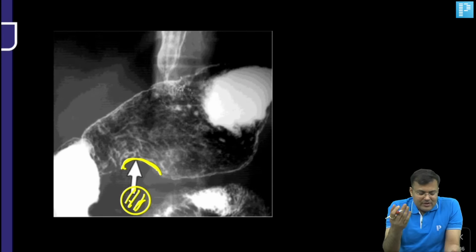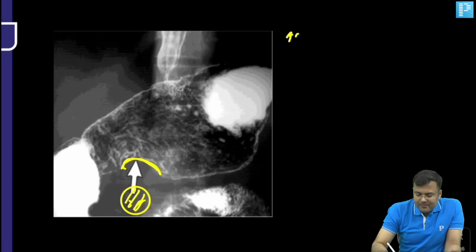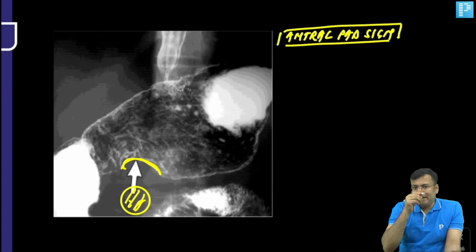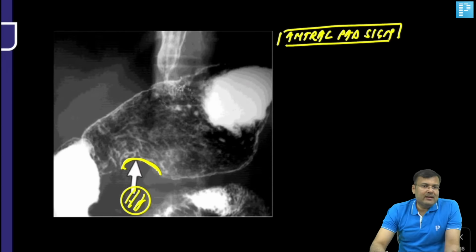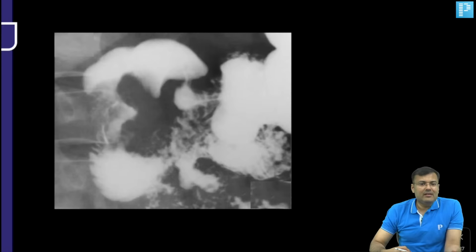Can you tell me what is the name? Chetna, you are absolutely correct. Neeraj, Bind, absolutely correct. This is antral pad sign. So, guys, what is the name? This is antral pad sign seen in carcinoma head of pancreas. Got it? Antral pad sign seen in carcinoma head of pancreas. Clear? Next, you can see this one.